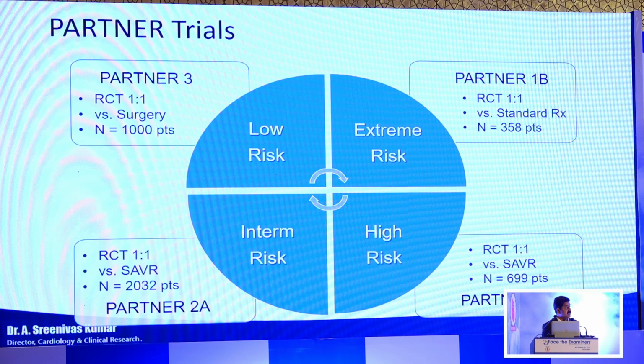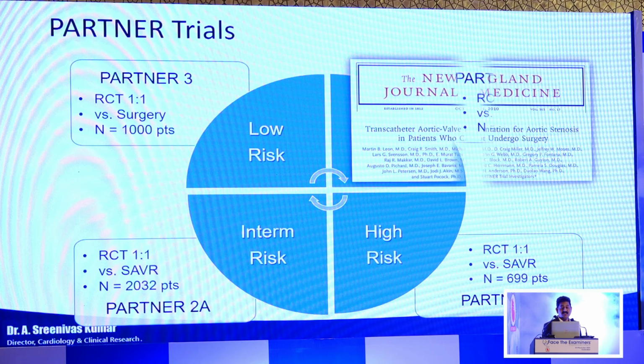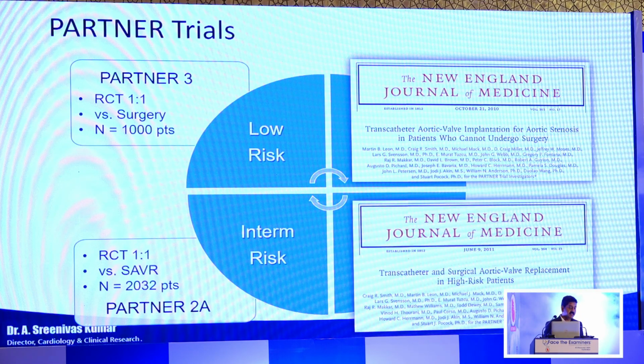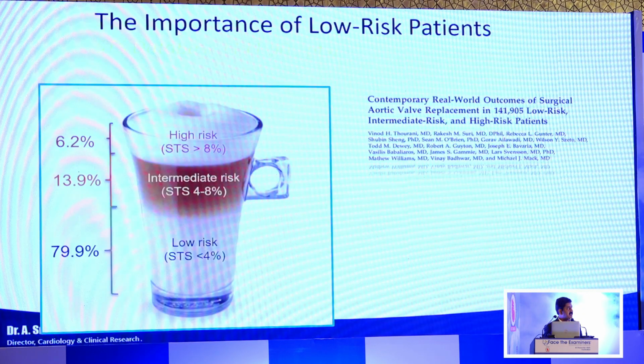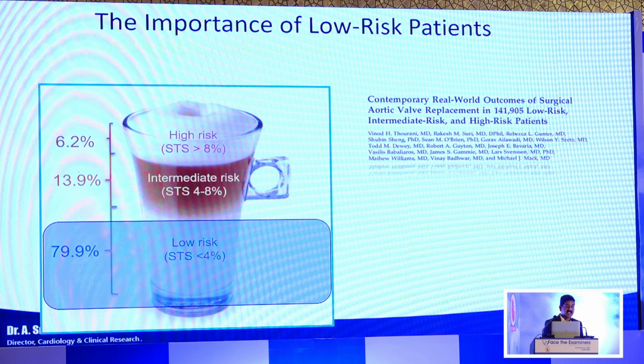So these PARTNER 1 and 2 initial trials were in surgically unfit patients. Anyway you do TAVR, but later on we went on to moderate-risk patients. Now the latest, PARTNER 3, was in low-risk patients. Why low-risk patients is important is most of these patients of aortic stenosis are low risk, and our surgeons do a good job. So you have to be extremely careful, and deliver results as good as the surgeon's. That's how it was very carefully planned.